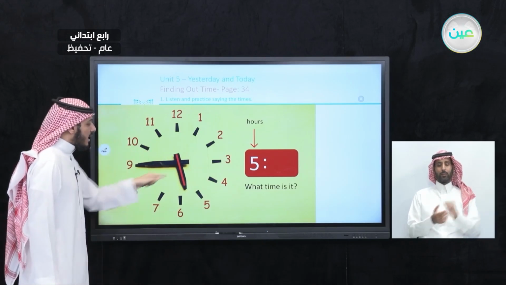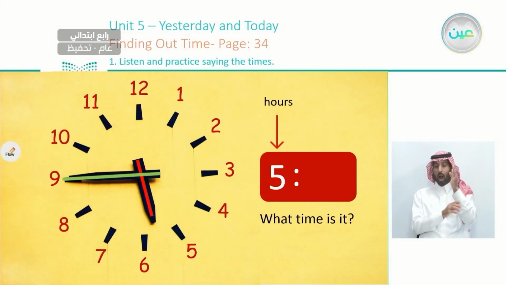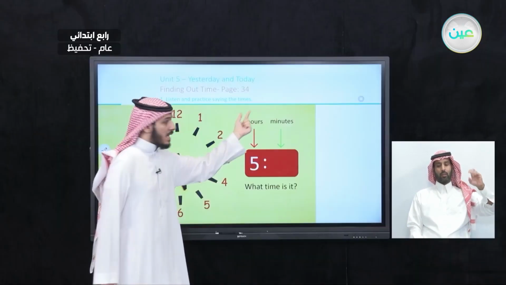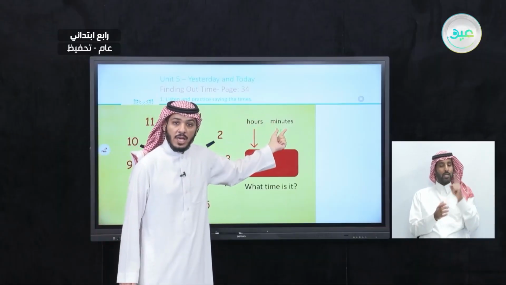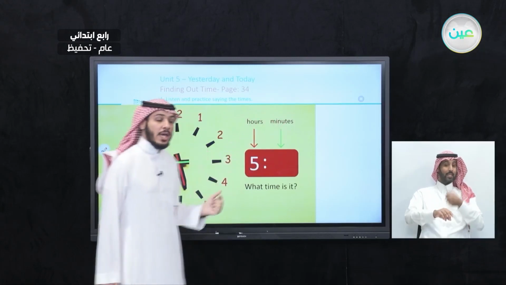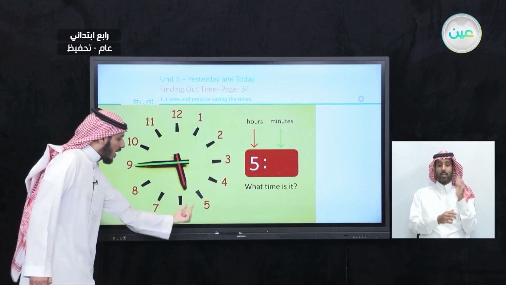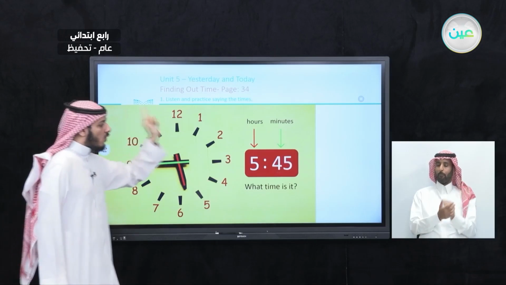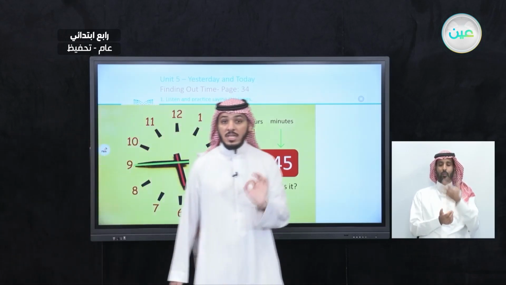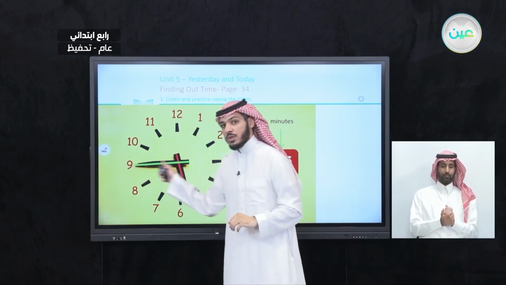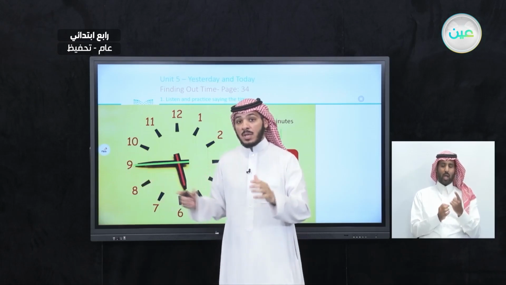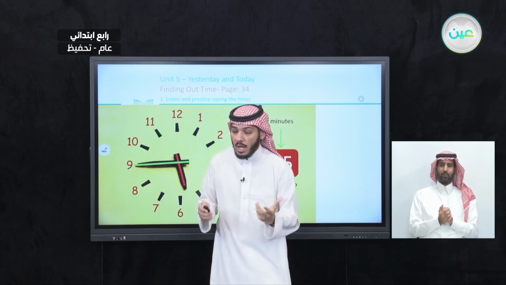Now let's see the long hand here. We have a long hand and this is for the minutes. Okay, so we have hours, ساعات, and we have minutes, دقائق. So the hour here is 5. What about the minutes? It's not 9, it's 45. So here it is 45. How does it come to be 45? Why isn't it 9? We have 9 here, but we say 45. Why? Let's see here.